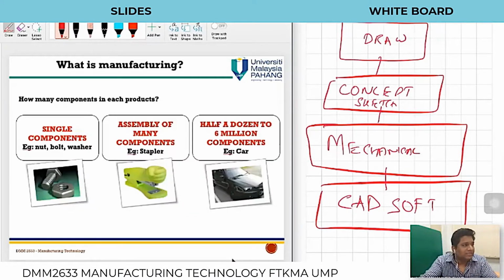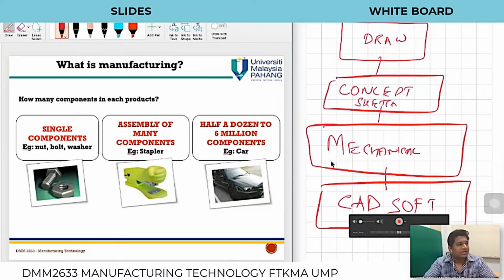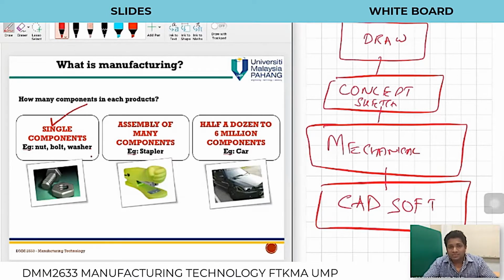So let's move to the next slide. This is a very general slide. How many components are present in each product? Let's say we have a single component product, like a nut, bolt, washer. Then as we move on, the manufacturing becomes complex. If we see this stapler, it has maybe 10 or 20 components that we need to assemble together. Then a car has around 500,000 components inside. So we need to first manufacture each component, then assemble each component to make a car. So imagine how complex this manufacturing can be.